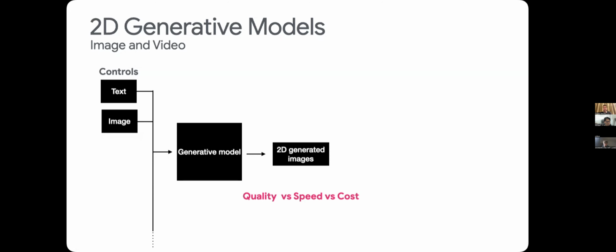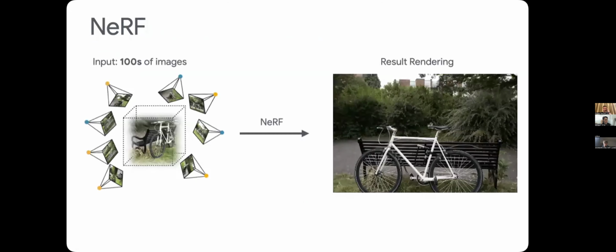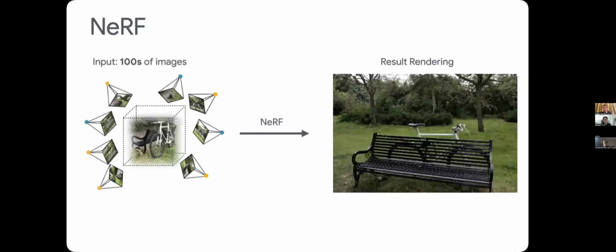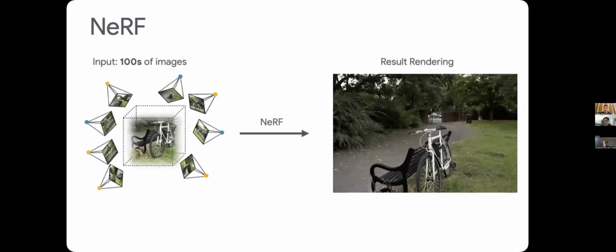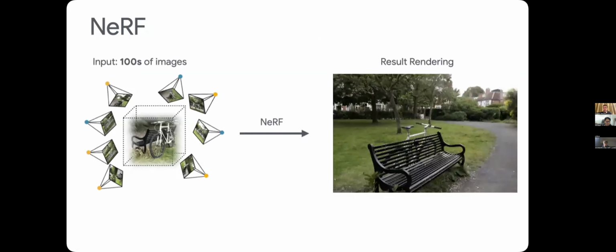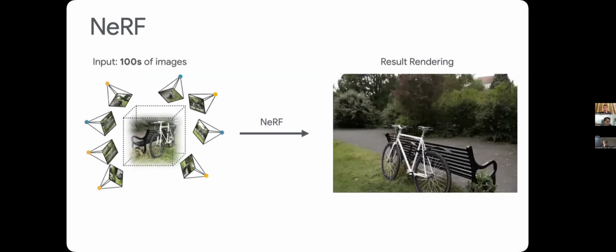If we look at this point from a 3D perspective, we already know tools like NeRF that can model 3D content given hundreds of images. So once we have hundreds of images, we can capture 3D scenes in great detail, which then allows us to render arbitrary novel viewpoints. And this can be achieved at a very low cost compared to image and video models.